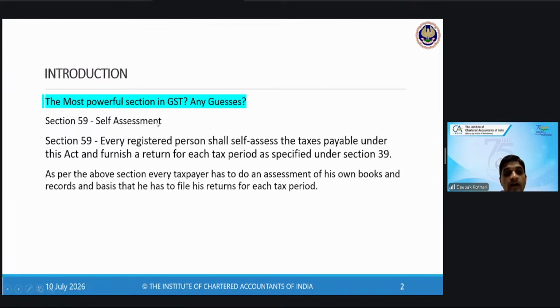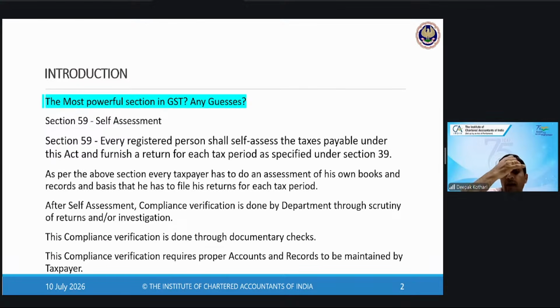As per the above section, every taxpayer has to do an assessment for his own books and file the return. So the officer will not come to your premises. He will not come and check whether what you are doing is right or wrong. He will take the returns because you are doing your assessment and filing the returns. So he'll assume that is correct unless he challenges it through various provisions under section 73, 74 and other things. So that's the reason this is a very powerful provision under the GST law.